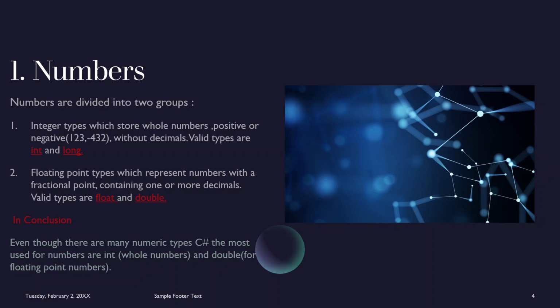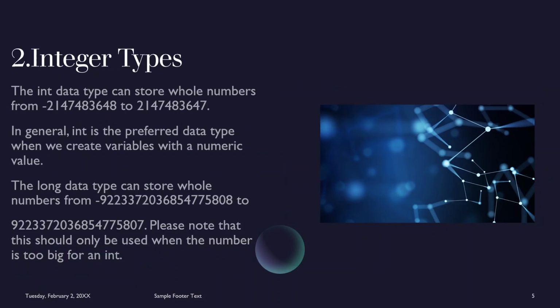So in conclusion, even though there are many numeric C-sharp types, the most used numeric types for numbers are int, which is for whole numbers, and double, which is for floating point numbers. And this is why most of the time you see people coding, they will use int and double, and you might not see long as it is not so common to use. I will explain further.